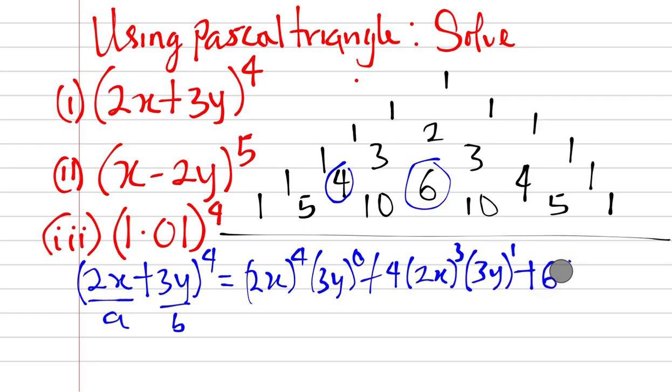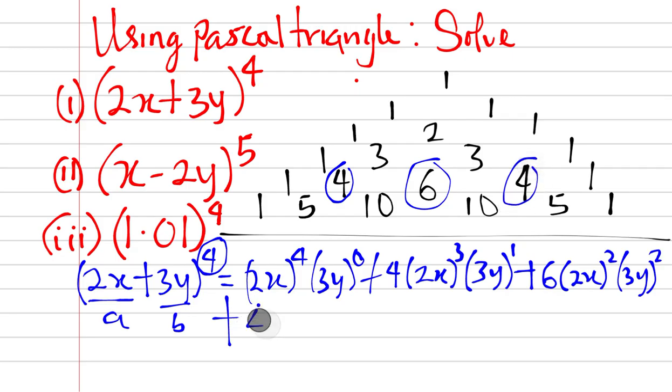So 6 into bracket, your a will decrease now, which will be 2x raised to the power of 2. Then this one too will increase, that will be 3y raised to the power of 2. And you will notice that the addition of the powers must give you what you have here, which is 4. Are you seeing that now? So let's continue. Plus our next value now. Our next value is 4. Are you seeing the coefficient?